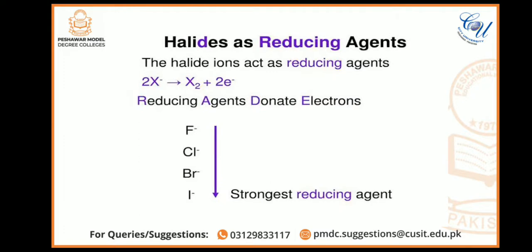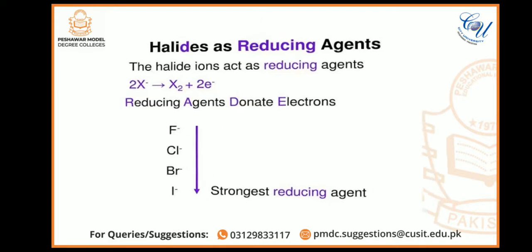Now we will discuss the halides as reducing agents. Reducing agents are those which reduce other substances by giving their electrons and itself becomes oxidized. And halides are strong reducing agents. The reducing ability of the halide ions increases down the group.